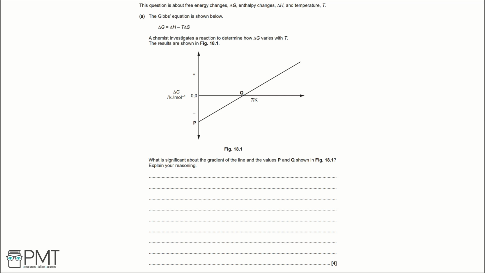Explain your reasoning. So firstly, let's look at the equation for Gibbs free energy. If we rewrite this equation, we can easily compare it to the equation for a straight line. The equation for a straight line is y equals mx plus c. So I've written what it corresponds to underneath the equation for Gibbs free energy. Therefore, we can extrapolate what the gradient means.